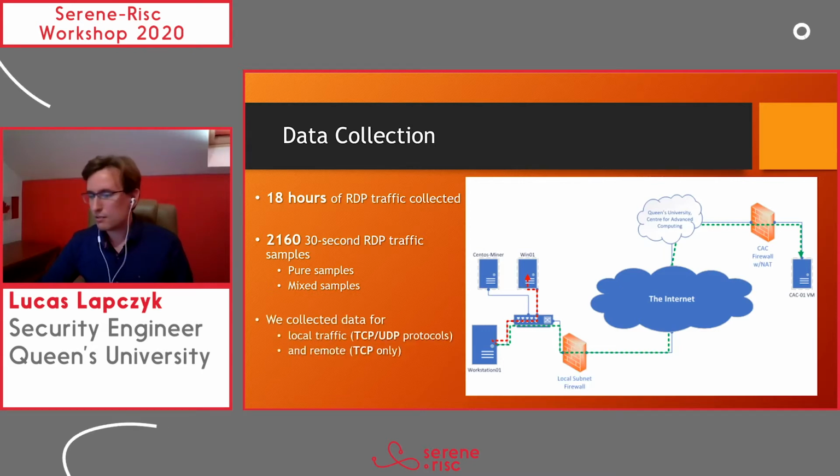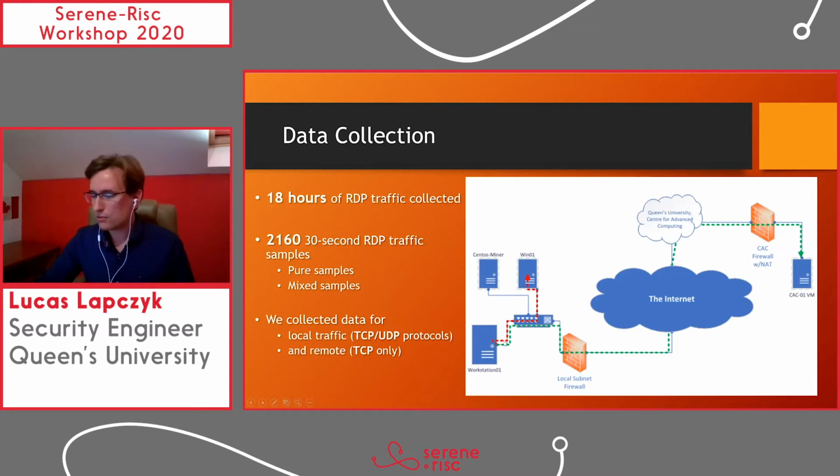We collected data for local traffic, portrayed by the diagram on the right. If you take a look at workstation 01, this is always our Remote Desktop client, and it's connecting to the Win01 virtual machine, which is on the local subnet. That was the local traffic, and the transport protocols were TCP and UDP, because that is enabled by default.